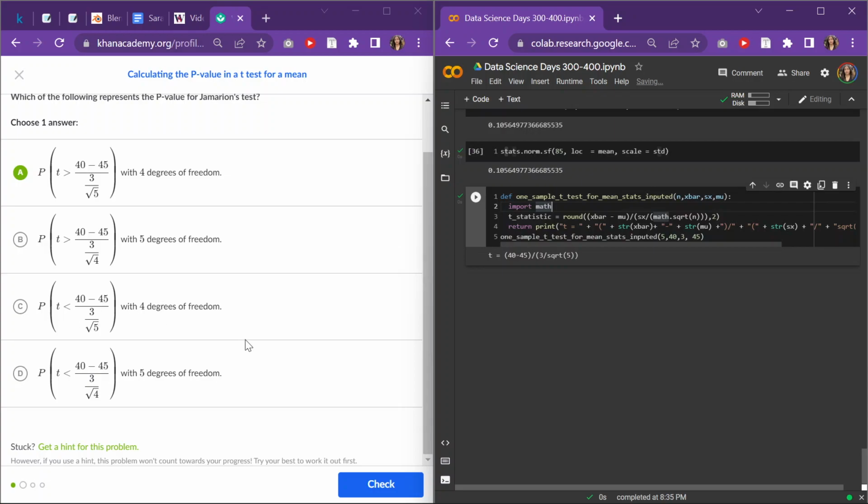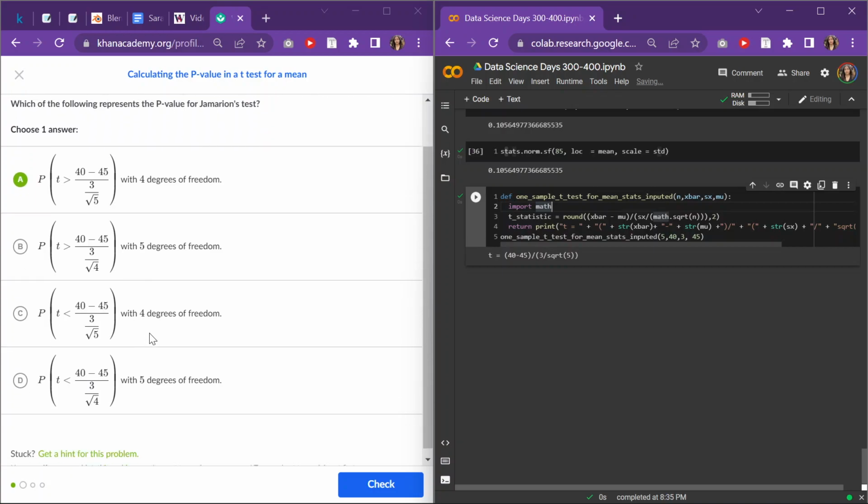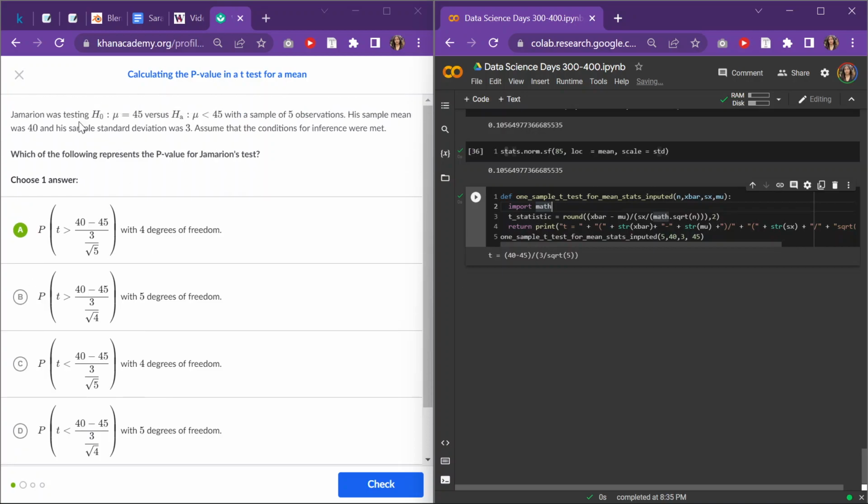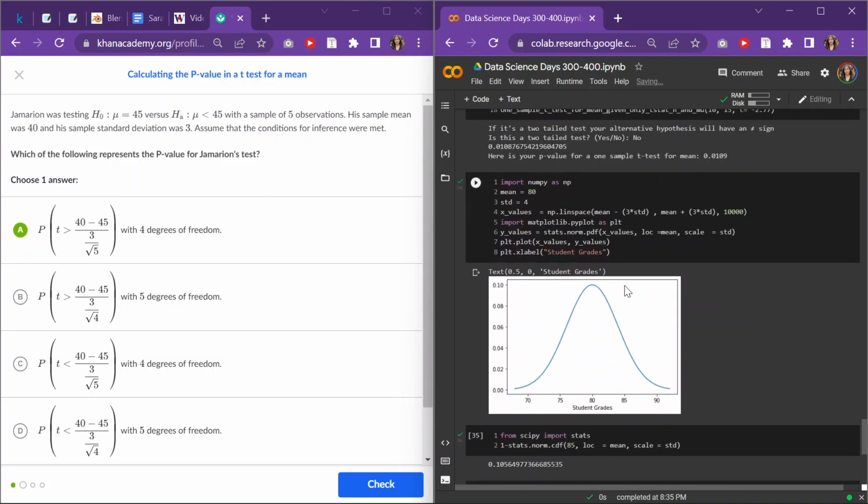T is greater than 40 minus 45, 3 over square root of 5. T is greater than p-value. What does t is greater than mean? Which of the following represents the p-value for Jamarion's test? Oh, I'll just put it in this function then.